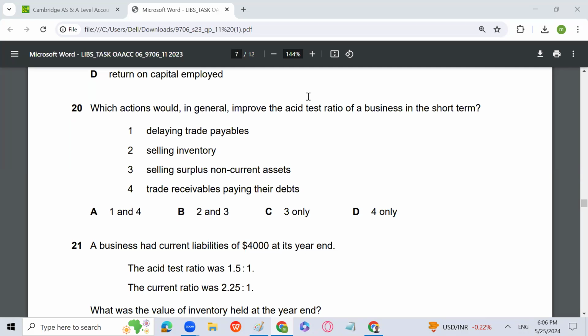So we were doing AS accounting MCQs, and the paper is May/June 23, 11. We were doing that MCQs paper, and this is part 2 for that paper. We were solving the 20th MCQ.